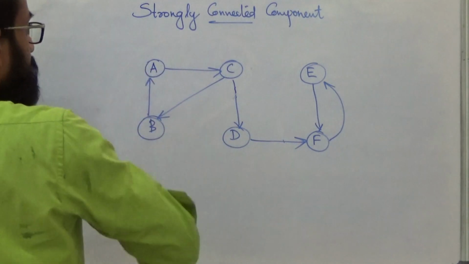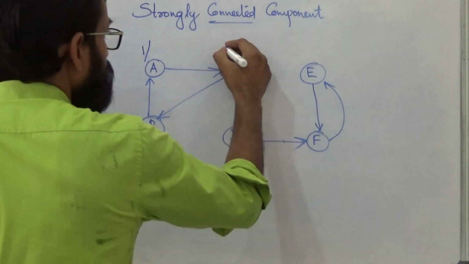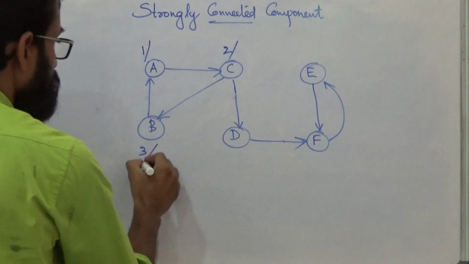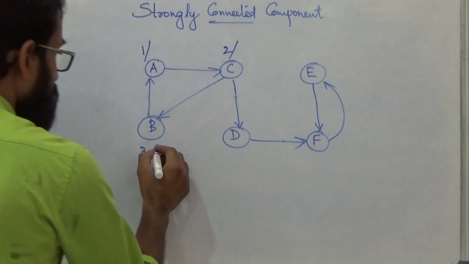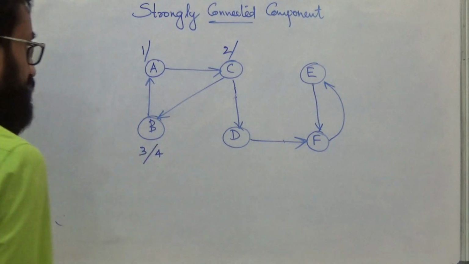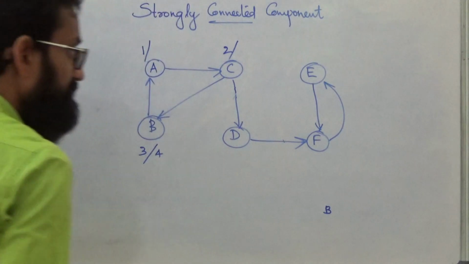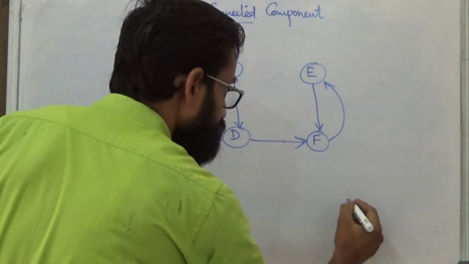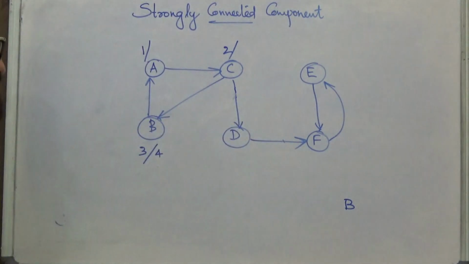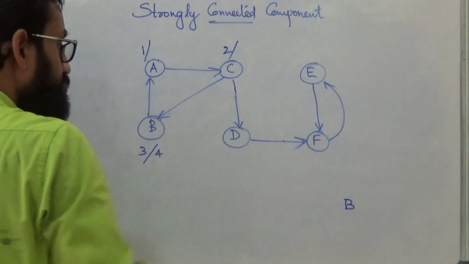Assume that you are starting from A. At time t equal to 1 you are discovering A, at time t equal to 2 you are discovering C. From C you can move to B. At time t equal to 3 you are discovering B, and at time t equal to 4 you are finishing B. You have to arrange vertices in descending order of their finishing time. So whenever you finish B, you have to add it to the list.